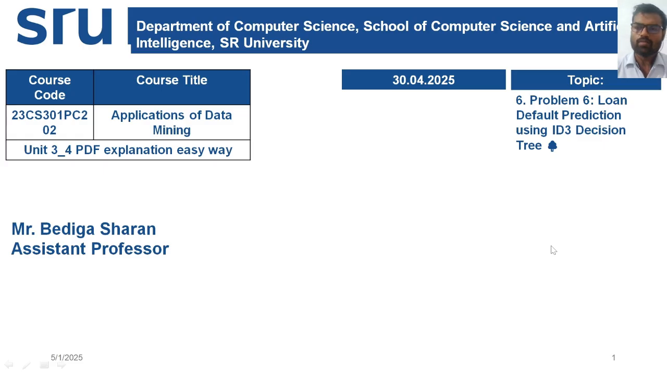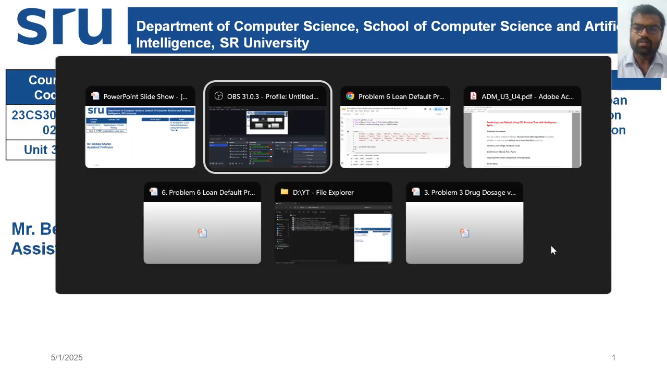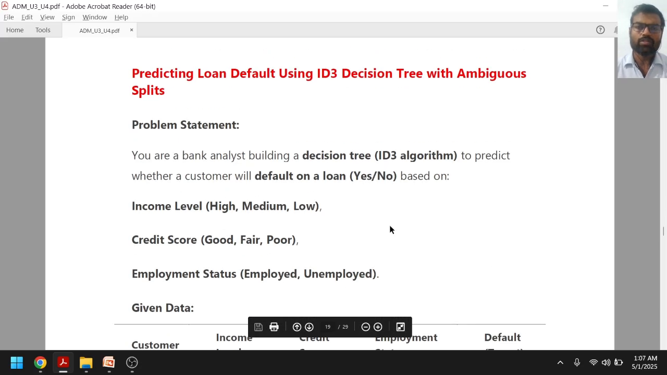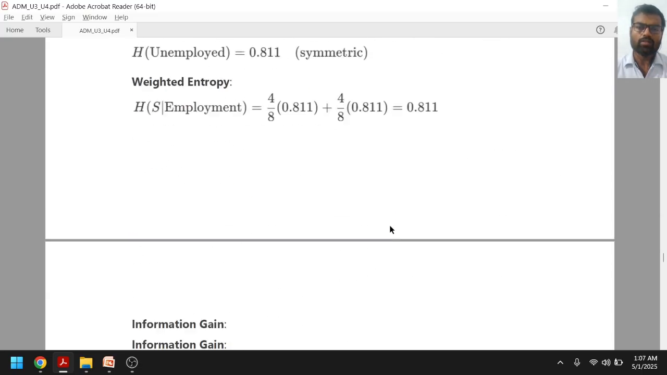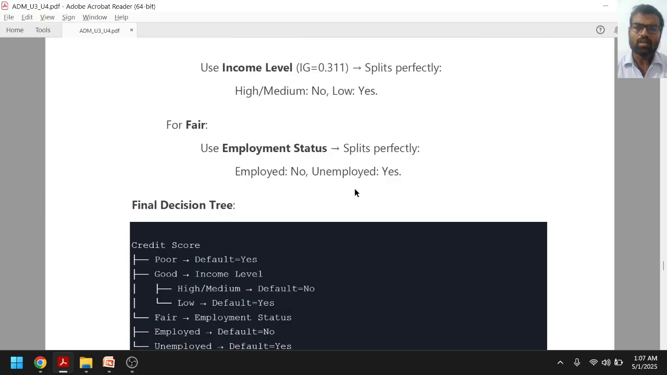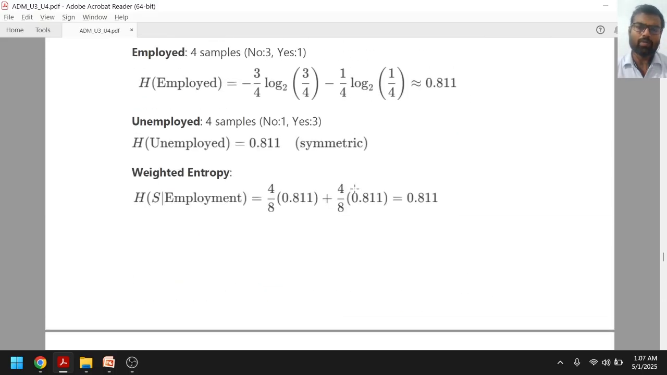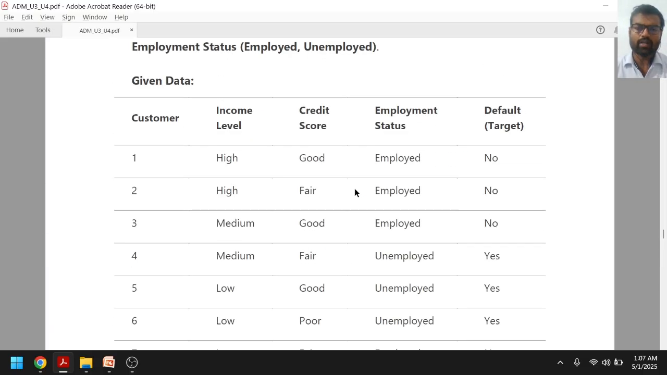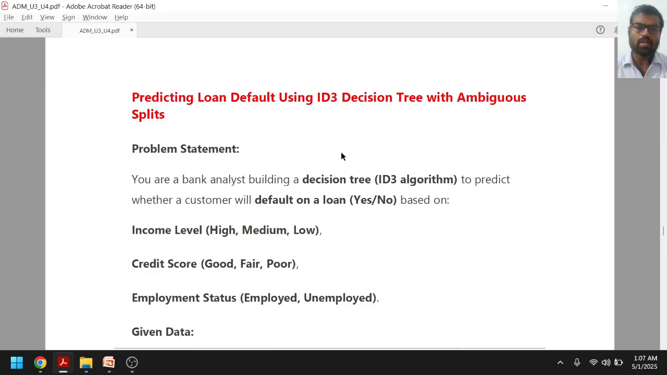Now it is problem 6. It is a loan default prediction using an ID3 decision tree. Let's have a look at the problem. In decision trees, we have some versions like ID3, and another version, C4.5, is explained in the seventh problem. Basically, they are related to entropy and ratio-related measures. We will discuss more, but first of all, we are looking into ID3.